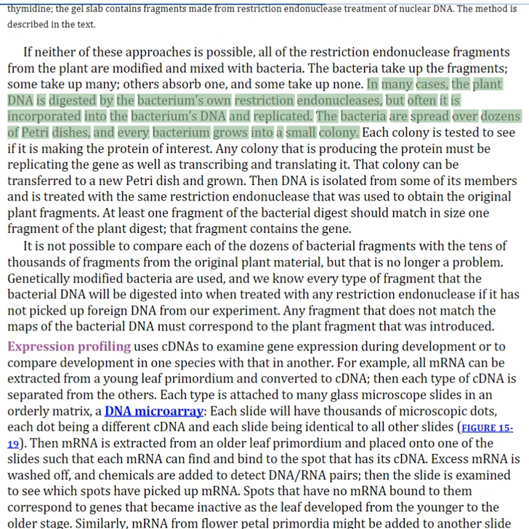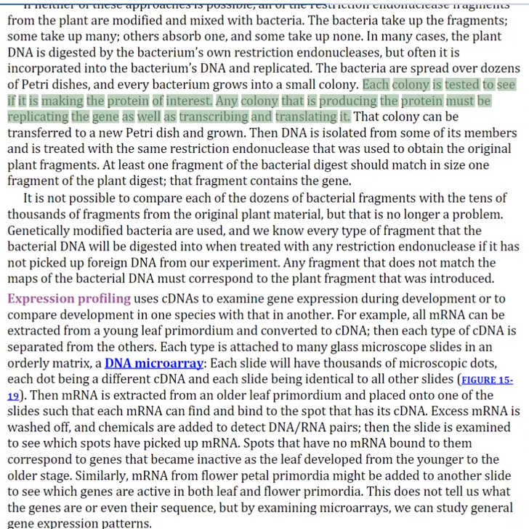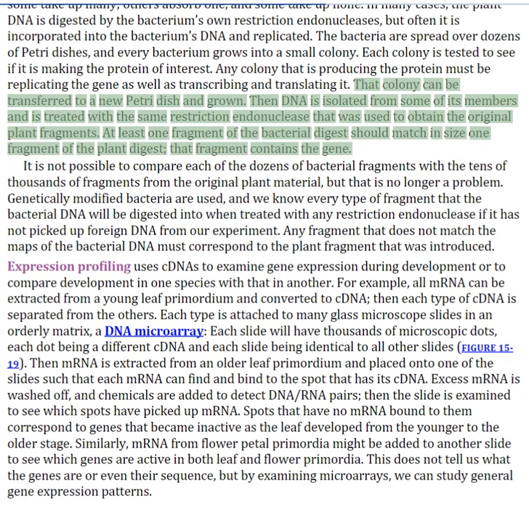The bacteria are spread over dozens of petri dishes, and every bacterium grows into a small colony. Each colony is tested to see if it is making the protein of interest. Any colony that is producing the protein must be replicating the gene as well as transcribing and translating it. That colony can be transferred to a new petri dish and grown. Then DNA is isolated from some of its members and is treated with the same restriction endonuclease that was used to obtain the original plant fragments.